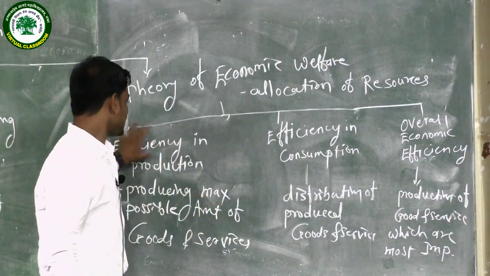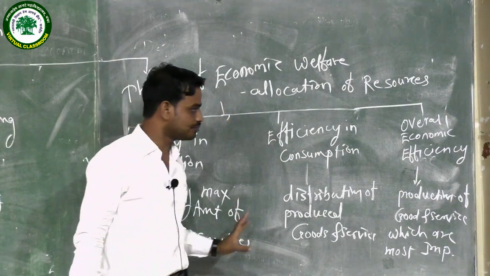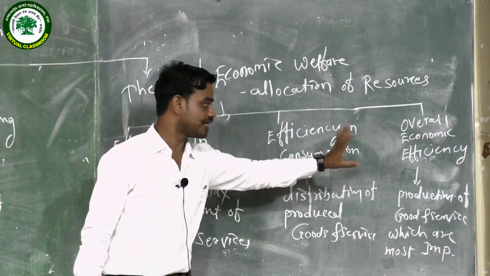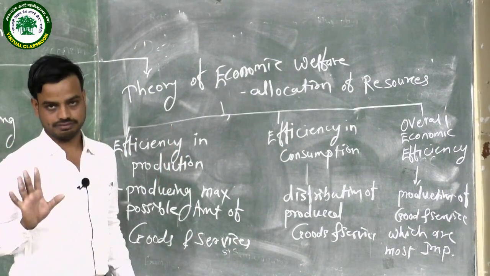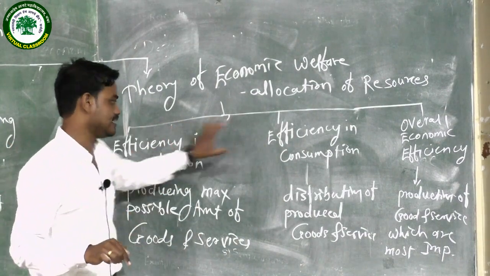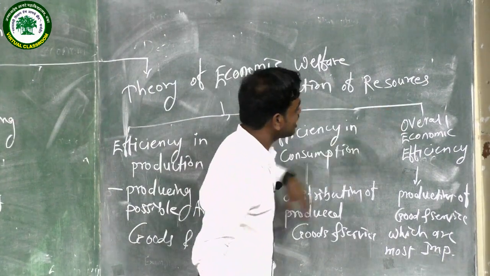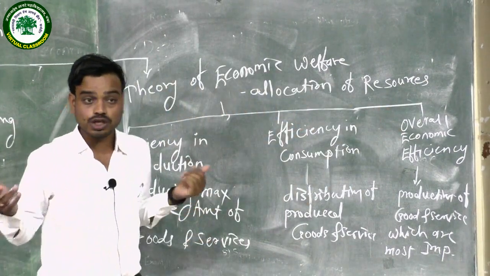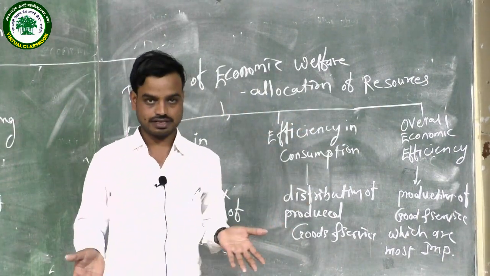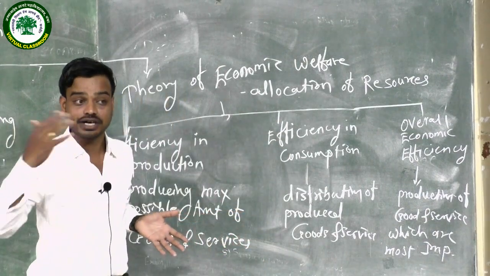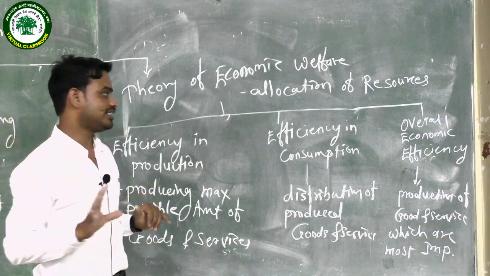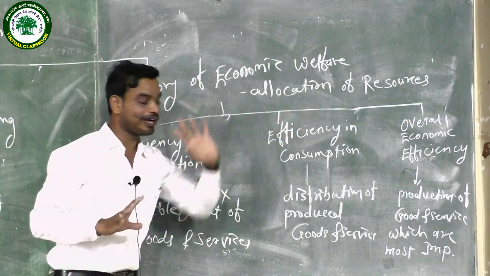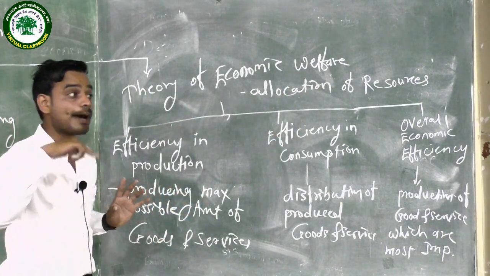So efficiency in production, efficiency in consumption, and overall economic efficiency. In that point there is one word, and that word means efficiency. While studying this point, we need to know what is meant by efficiency. Efficiency means the capacity of a worker, the capacity of that content, the capacity of that item. So in these three points we learn about efficiency, capacity.